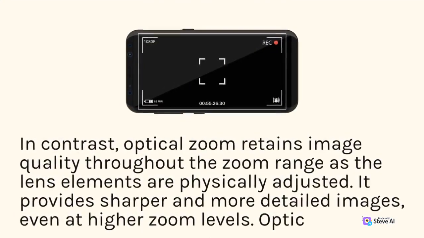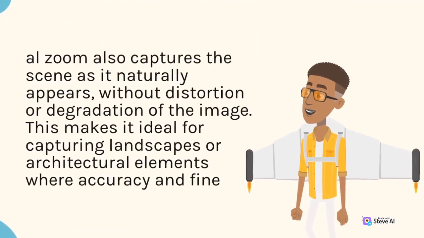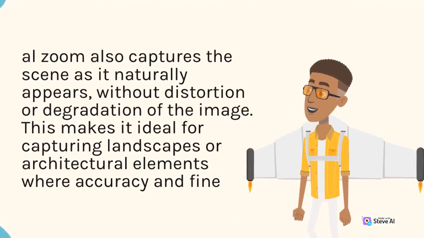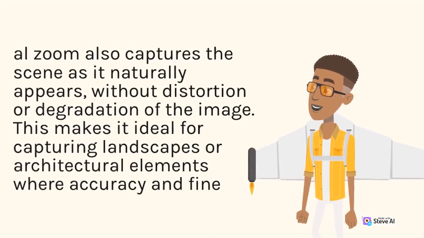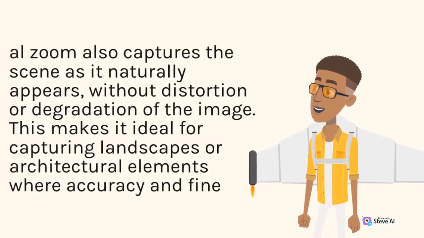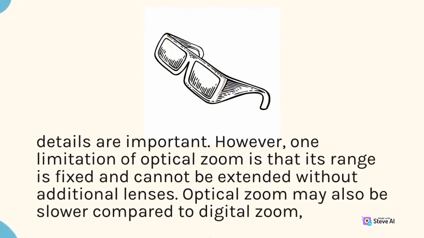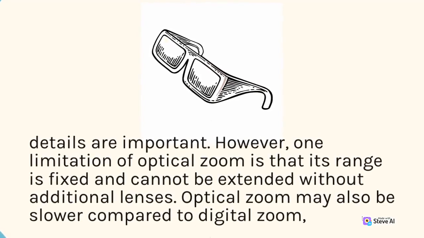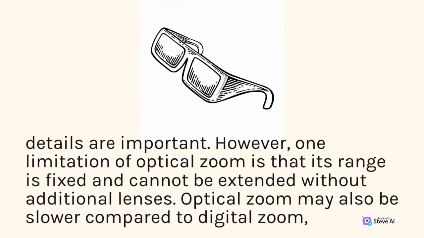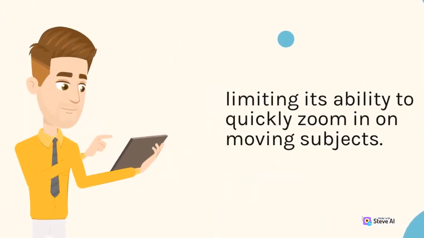Optical zoom also captures the scene as it naturally appears, without distortion or degradation of the image. This makes it ideal for capturing landscapes or architectural elements where accuracy and fine details are important. However, one limitation of optical zoom is that its range is fixed and cannot be extended without additional lenses. Optical zoom may also be slower compared to digital zoom, limiting its ability to quickly zoom in on moving subjects.